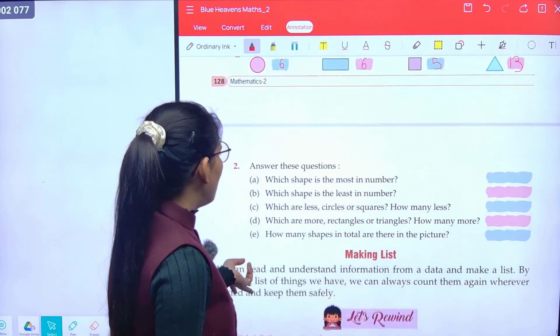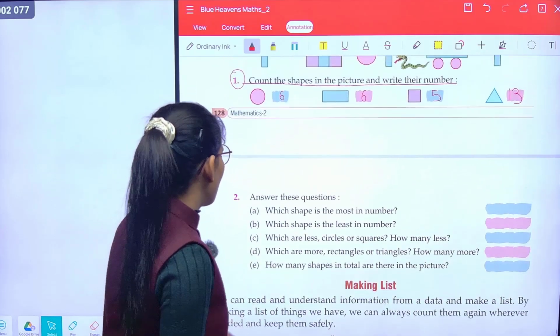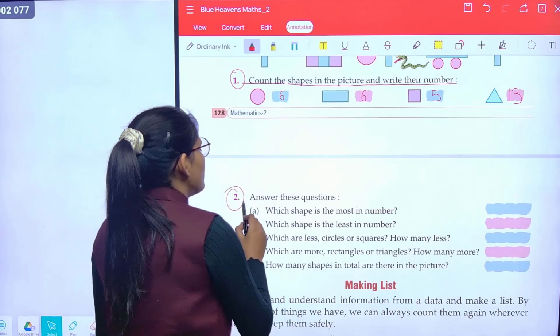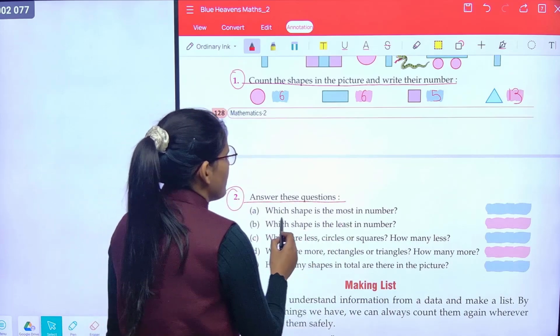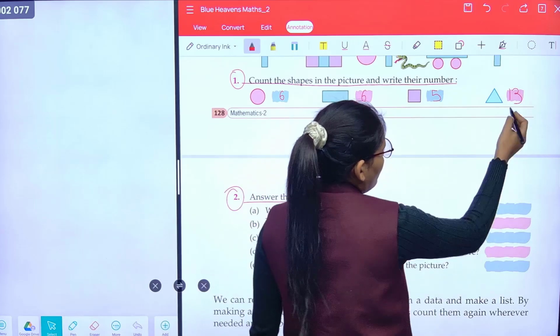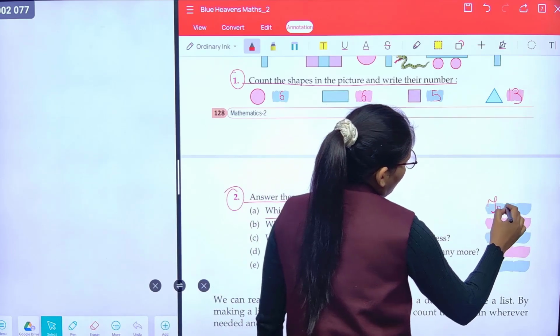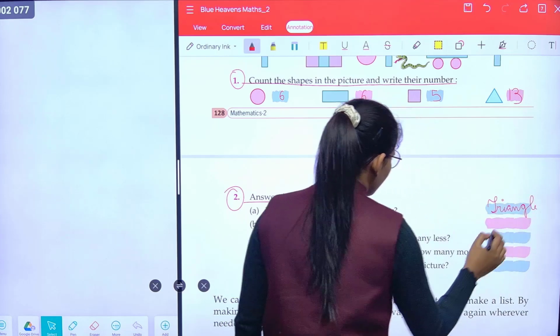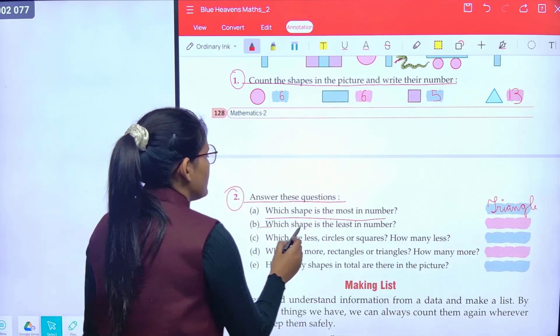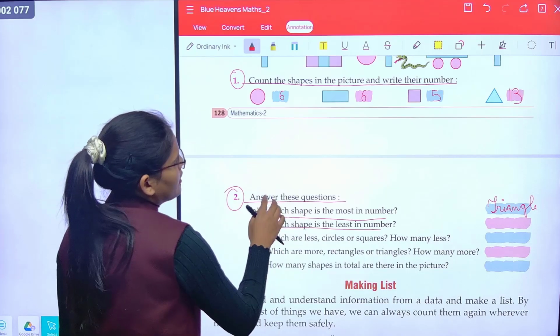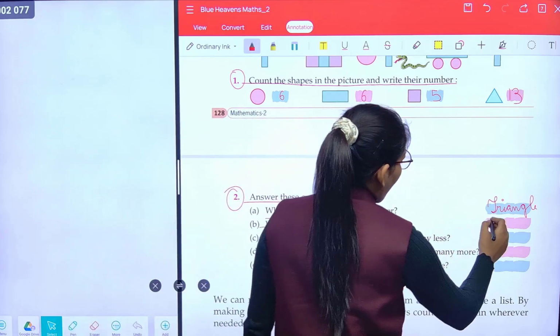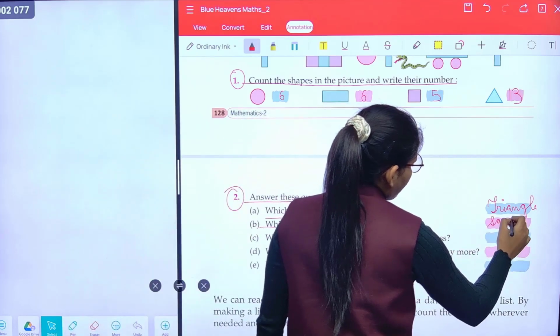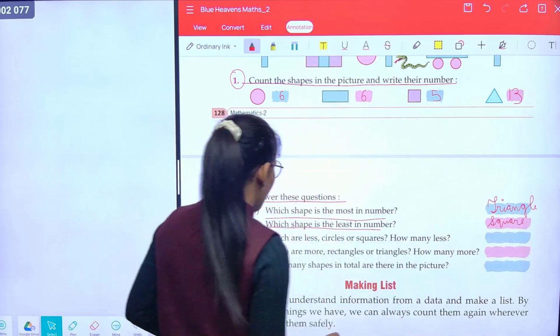Okay class. Now see class. Question number 2, answer these questions. Which shape is the most in number? So triangle is most in number. Now which shape is the least in number? Square.